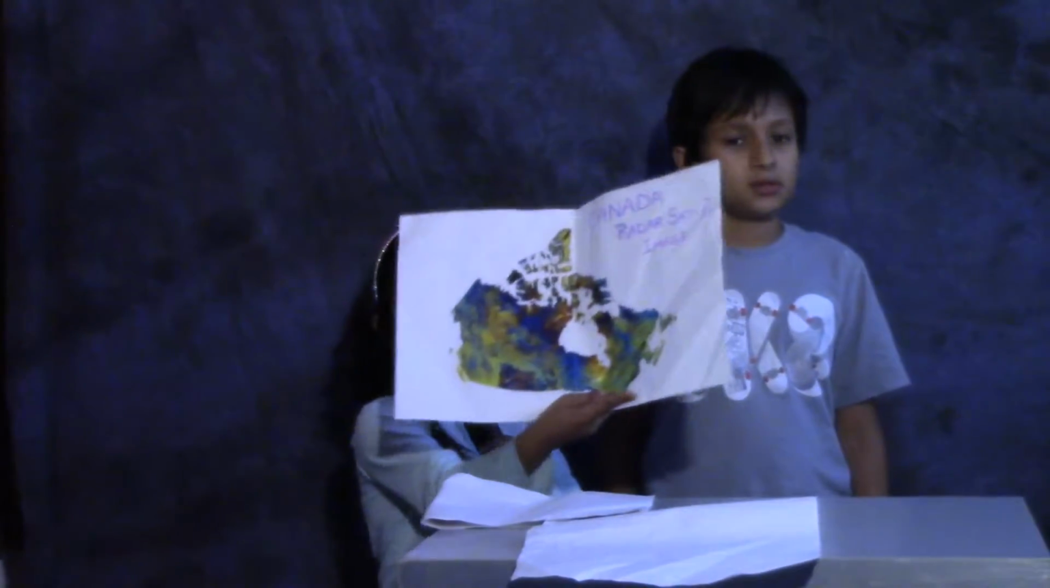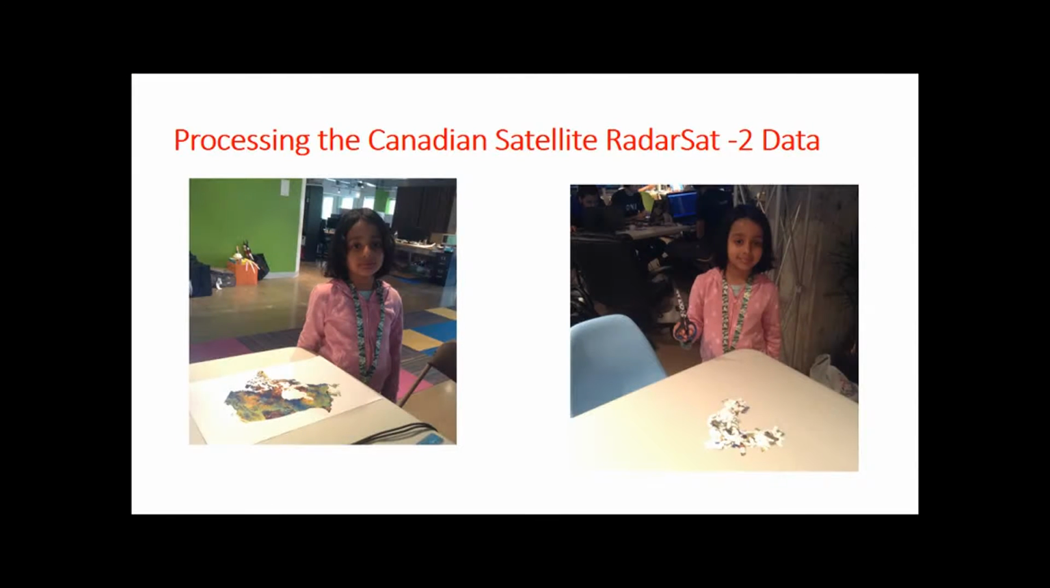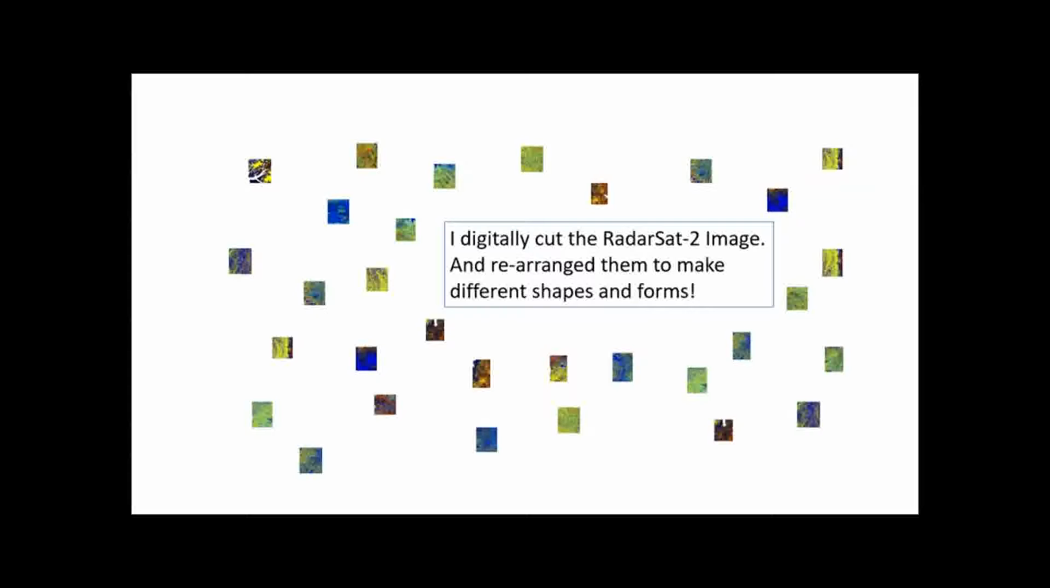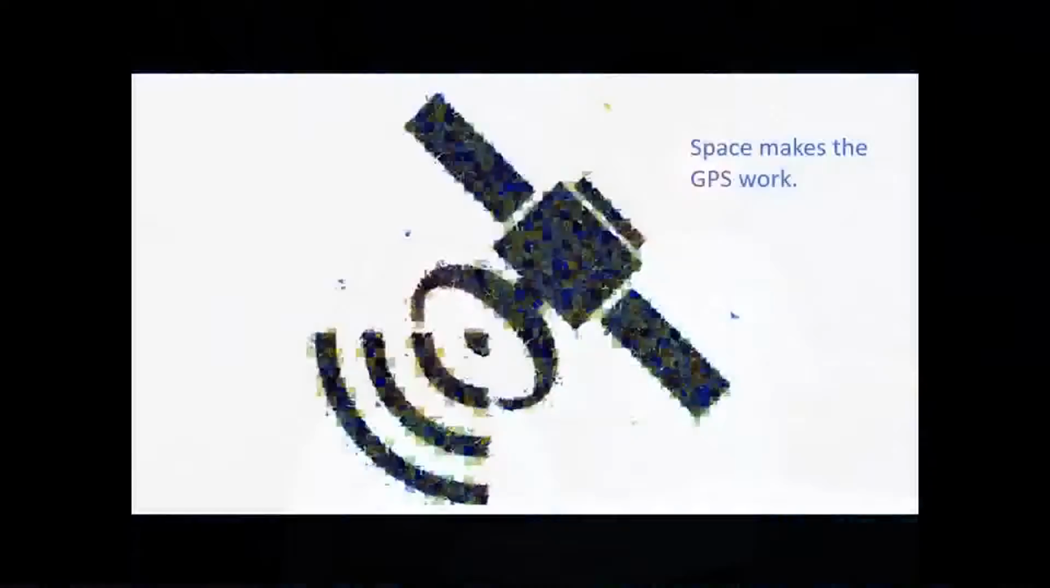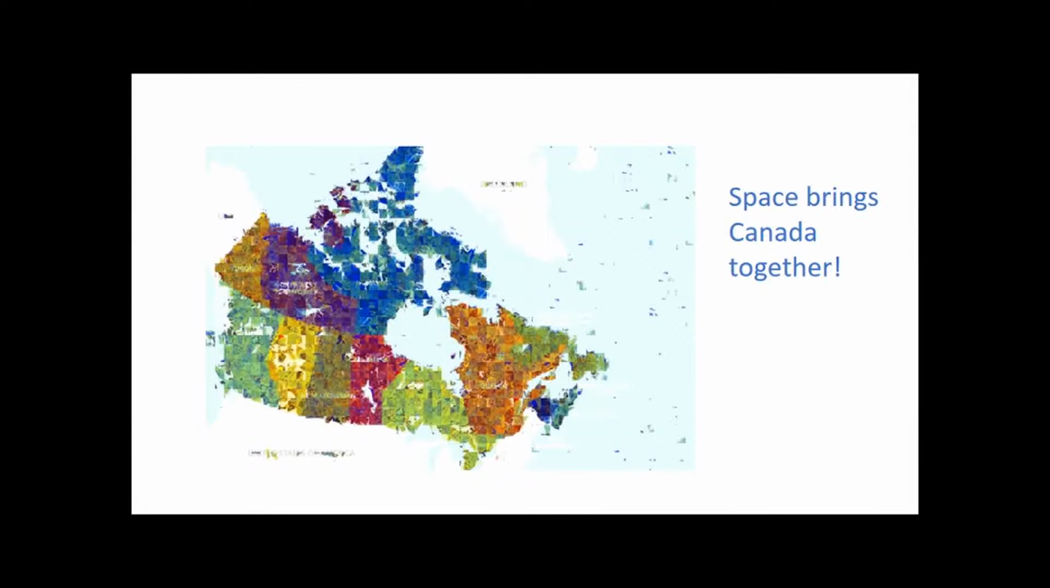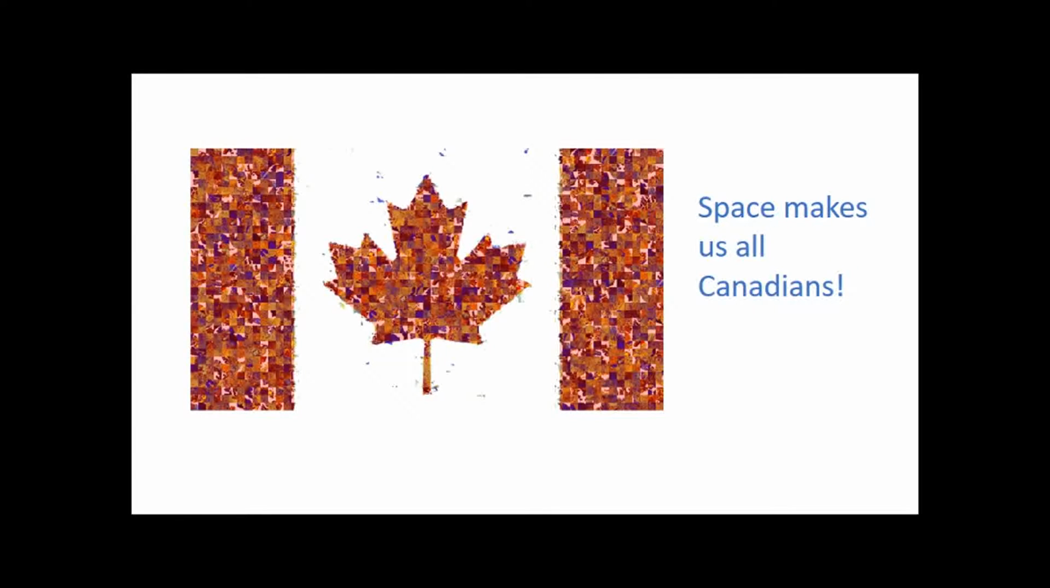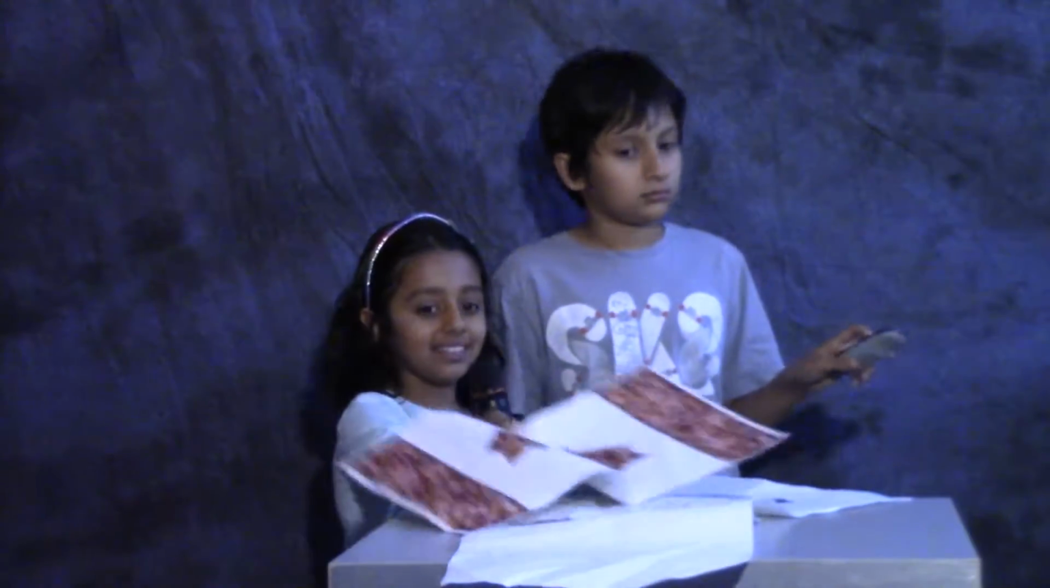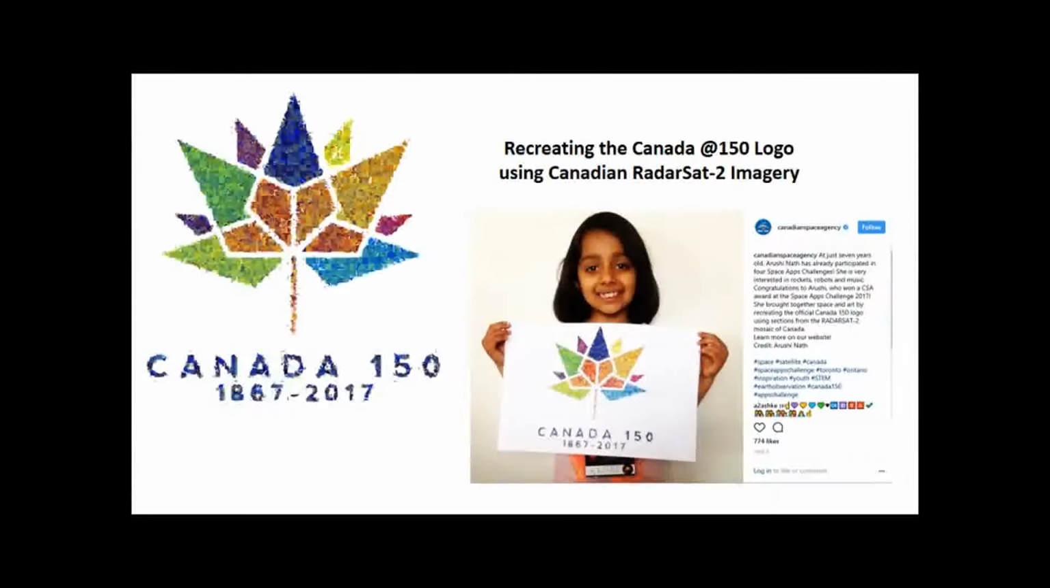So I went to the reference library and I took a big printout of the RASC image. And then I cut it into lots of pieces. I digitally cut the radar set pieces into pieces, and then I rearranged them to make different shapes and forms. Space makes our phones work. Space makes the GPS work. Space brings together Canada. Space makes us Canadian. Let's celebrate.